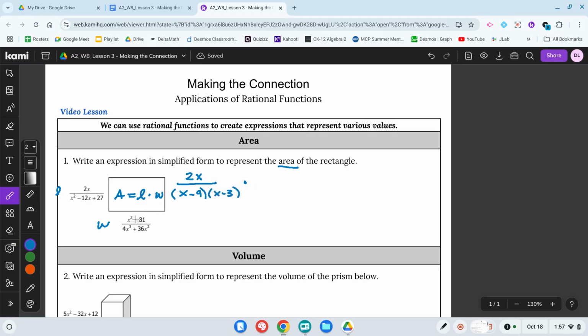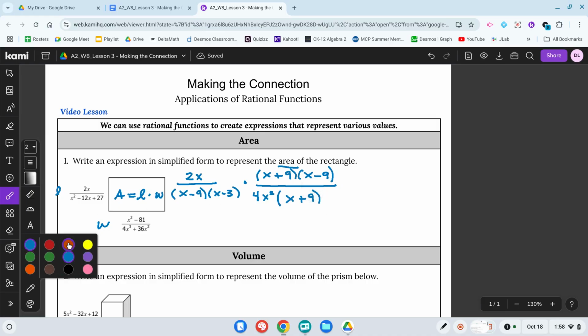And then the width, this is a difference of squares in the numerator. So x squared minus 1 would factor to x plus 9 and x minus 9. And the denominator, notice that we have a greatest common factor. So I can factor out a 4 from both terms as well as an x squared. Okay, and when I do that, I have x plus 9 left over.